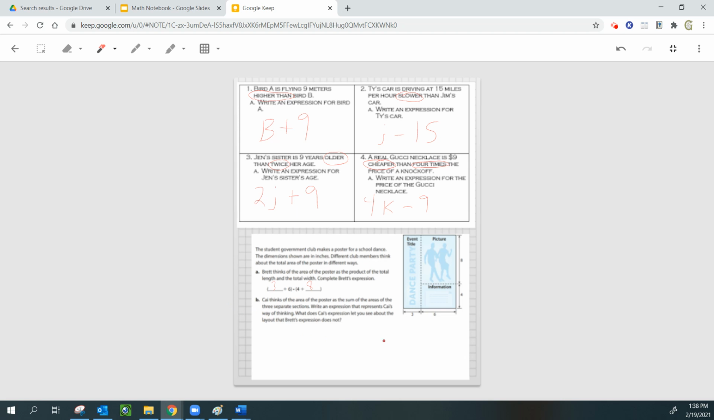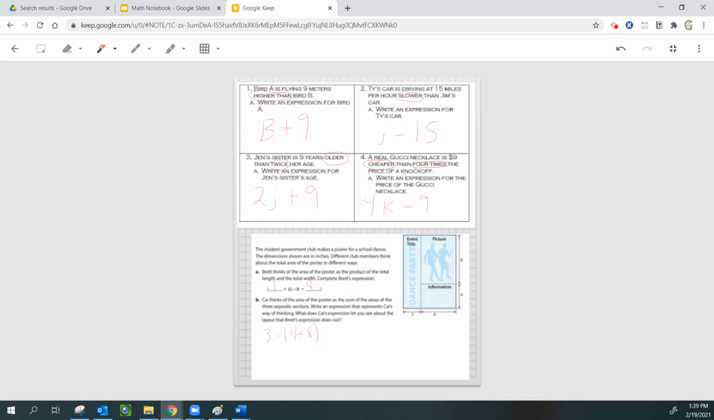So we need to write an expression there and then tell you what Kai's expression lets you see that Brett does not. So if I look here, there's the 3 parts. I could start with the event part, right? Which is 3 by, how high would that be there? Well, I have to put those 2 together, so I'll do it kind of similar to Brett's there, right? That would be 4 plus 8.